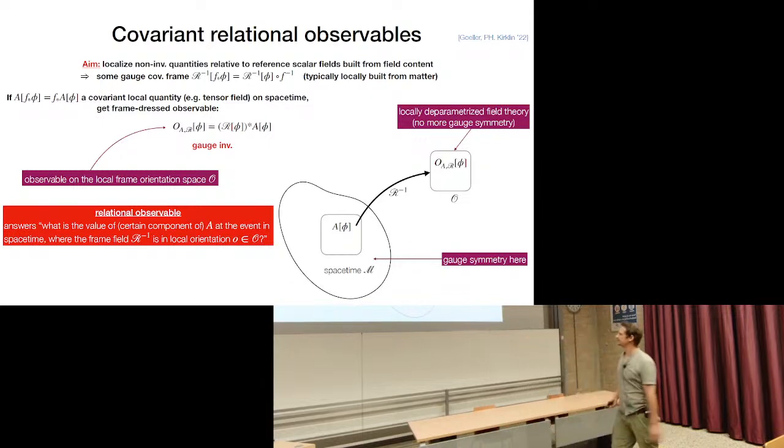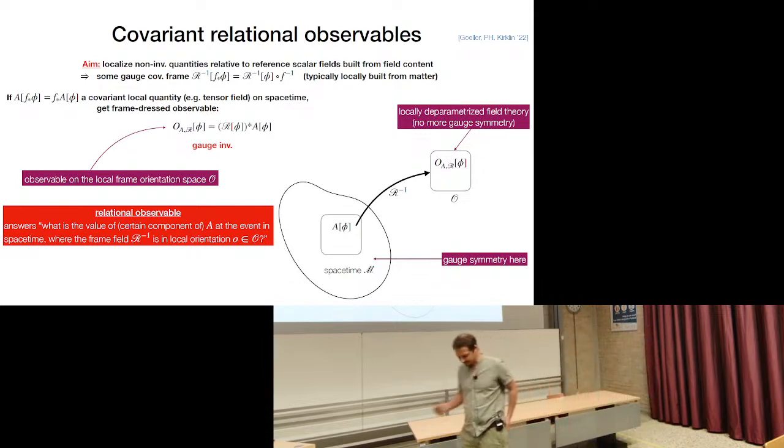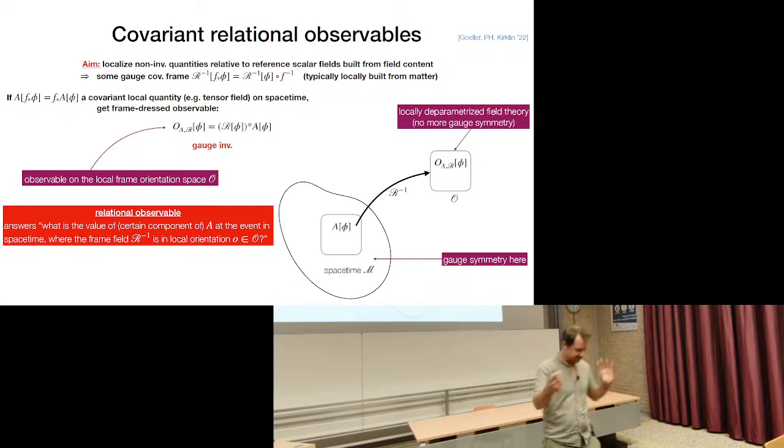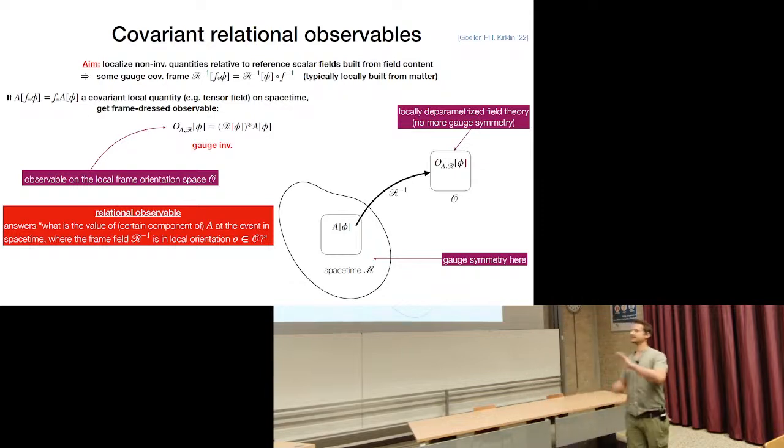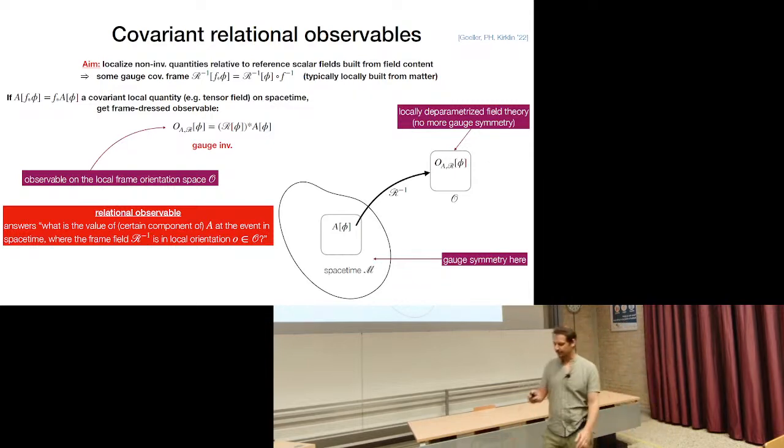You can interpret this really as a relational observable that is kind of constituting or answering the question: what's the value of certain components, if it's a tensor, of A at the event in space-time where the frame field is in a certain local orientation.